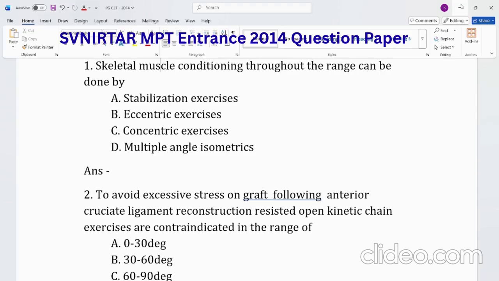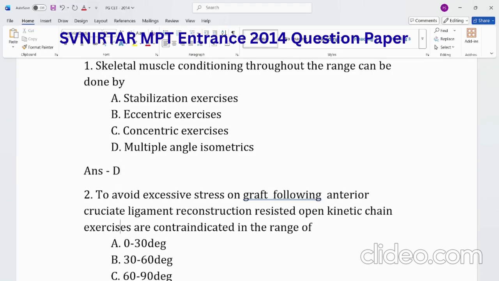Now comes the question. Question number 1. Skeletal muscle conditioning throughout the range can be done by: stabilization exercise, eccentric exercise, concentric exercise, multiple angle isometric. The answer will be option D, multiple angle isometric. Right?